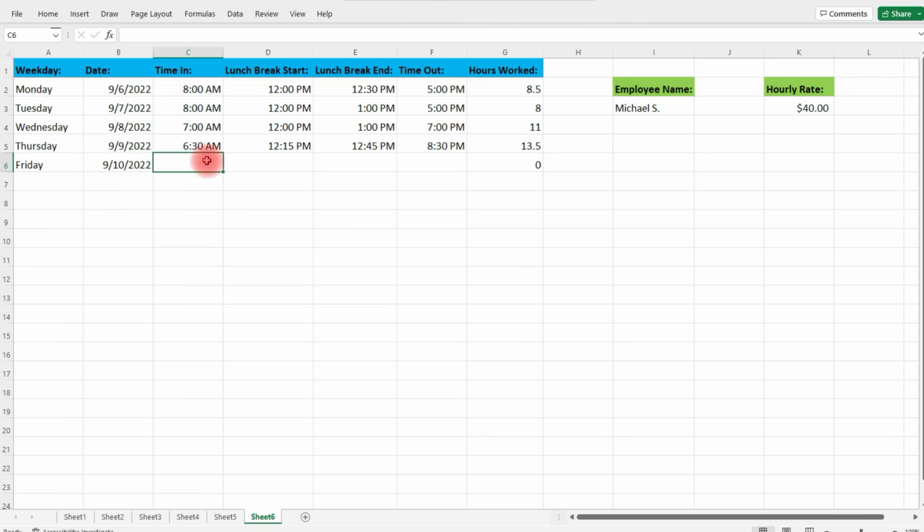For Friday, this is going to be a random value. Let's say he starts early at 6:45. He starts lunch at 12:04, ends at 12:27, and finishes the day at 5:08 p.m. Oh, that's exactly 10. Let's make this 5:11.